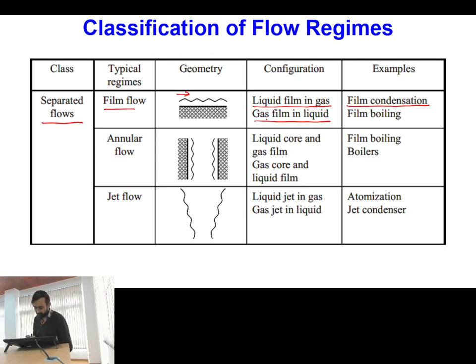And the second system, when I say gas film present in the liquid medium, this is typically the case of film boiling. What happens in case of film boiling? If you have a heated surface, over the entire heated surface you have a vapor film, and outside this you have nothing but your liquid phase. So that is the case of a gas film in the liquid. So means film boiling. Then we can come to annular flow.